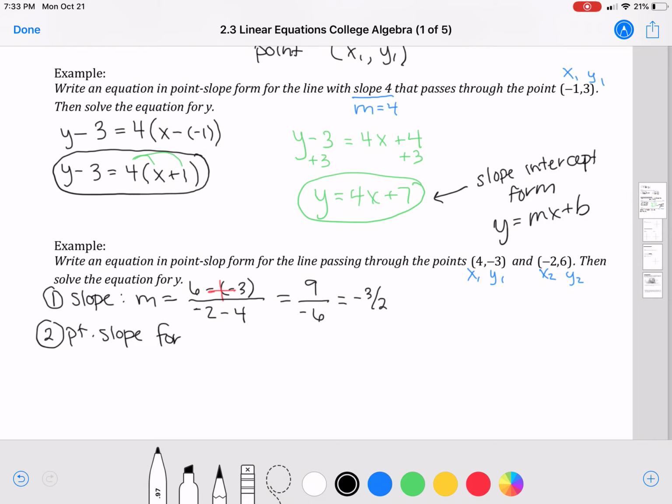I will accept both of them, and so will your homework. So if we go ahead and just use this first point for negative 3, since it's already labeled as our x1, y1, we would have y minus negative 3, which equals our slope, negative 3 halves, times the quantity x minus 4. Now if we want to simplify that, remember 2 negatives make a positive. So our point slope form would be y plus 3 equals negative 3 halves times the quantity of x minus 4. Okay, so there is our first solution.